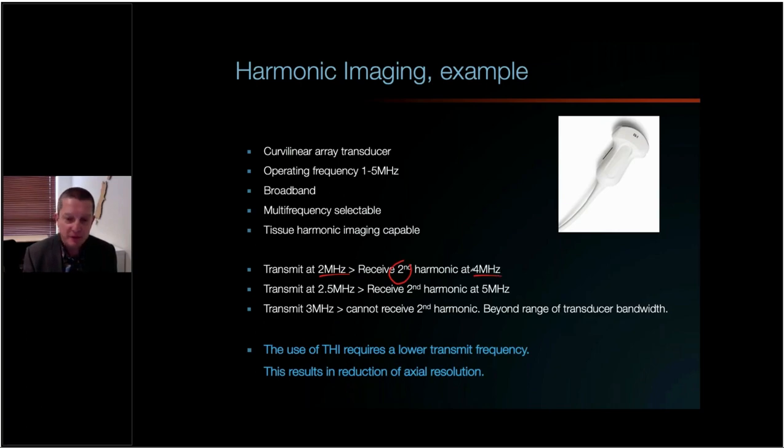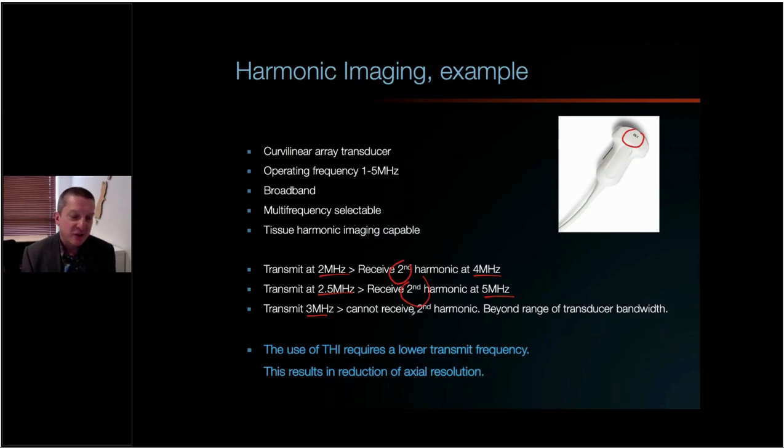And that would work because the 4 megahertz is still within the operating bandwidth of that transducer. Or you could transmit at 2.5 megahertz and receive the second harmonic at 5 megahertz. That would still work as well. But we cannot transmit at 3 megahertz because the second harmonic would be 6 megahertz, and that is beyond the operating range of the transducer itself.